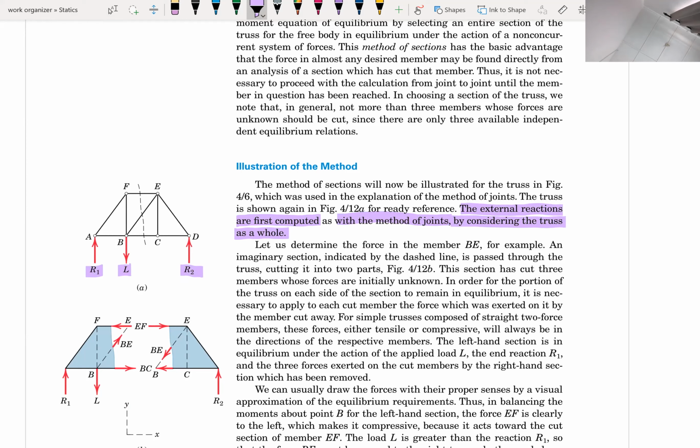Let's say we have to determine the force in the member BE. So next is BE, we want to know the force. What we have to do is we just draw an imaginary section, indicated by the dash line. Kita akan draw satu imaginary line kat sini, which means kita cut into two sections, so we cut into two parts.